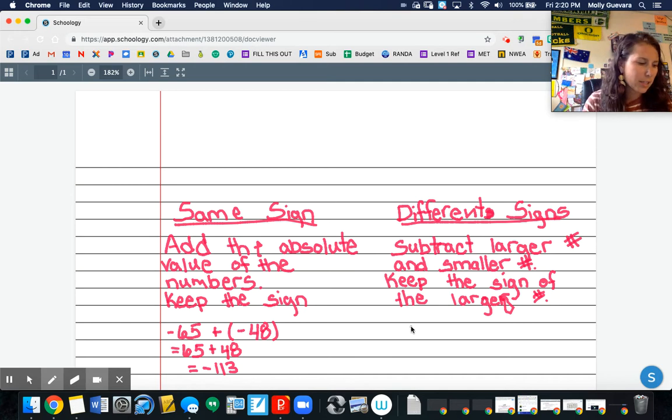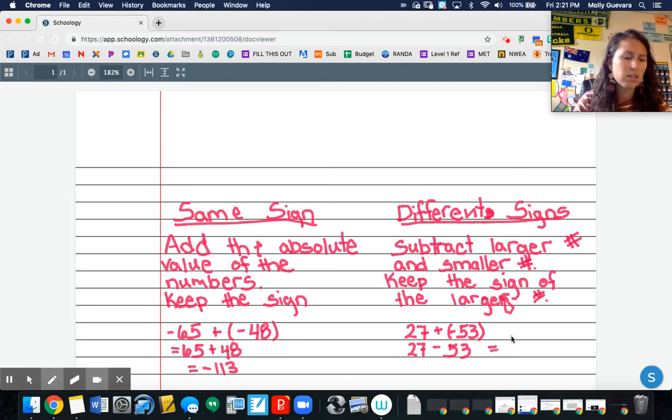So let's do 27 plus, because we're still in addition, negative 53. This is the same thing as 27 minus 53. When you add a negative, the plus and minus, it's just the same thing as minus. Okay, so it should be nice and easy there.